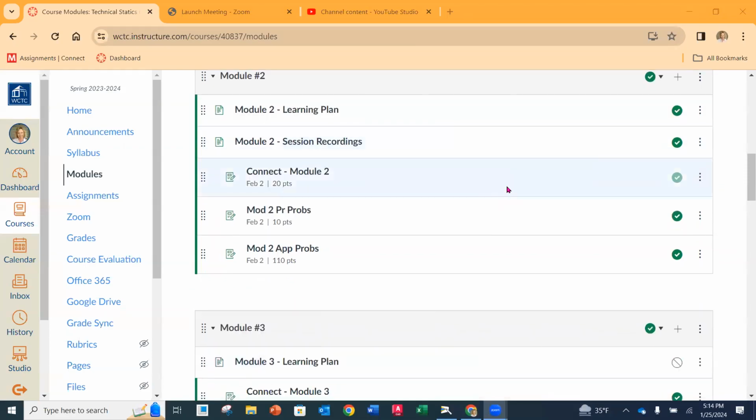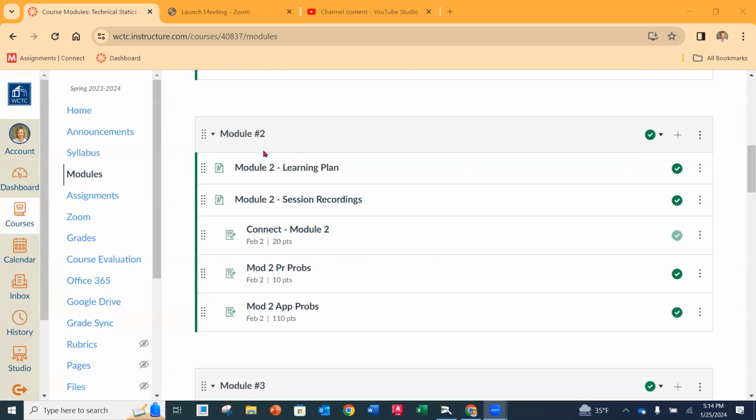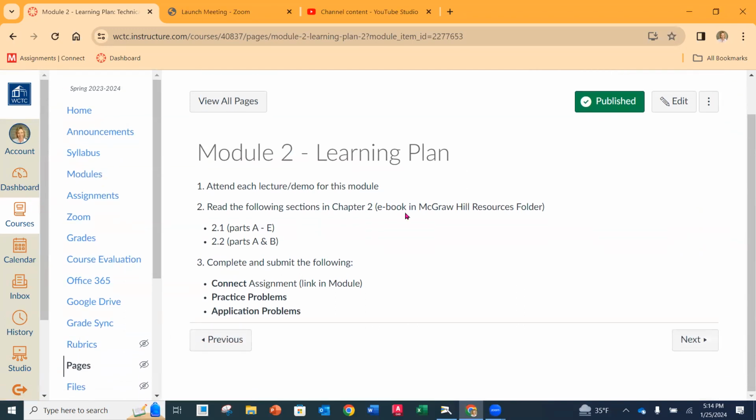Okay, so we're going to start looking at module number 2. We're going to look at our learning plan first, and our learning plan identifies chapter 2 as the chapter we're going to be looking at. So if you wanted to follow along in the ebook, you would go to chapter 2 in there, and you can just click on the link to the ebook and launch it.